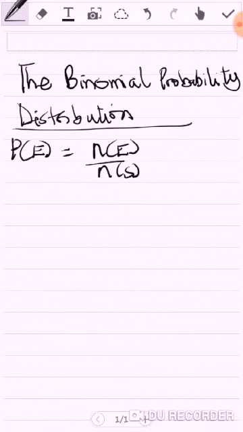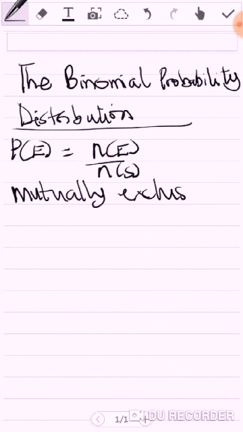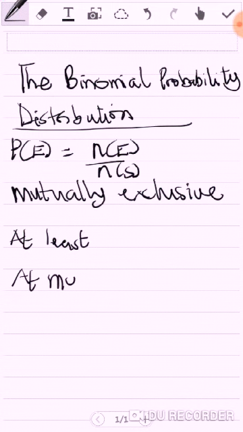So first of all, I'll introduce you to some parameters: mutually exclusive, at least, at most. I hope you can see. Yeah, I know you can see. And the formula, I've written the formula already. Complement set.